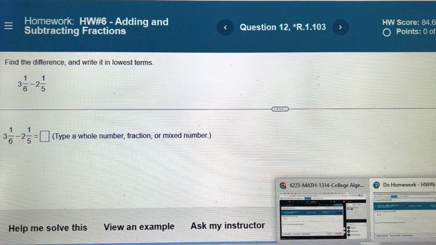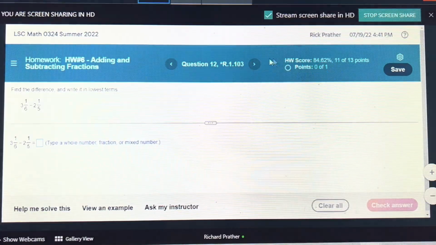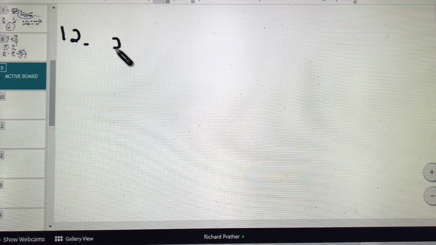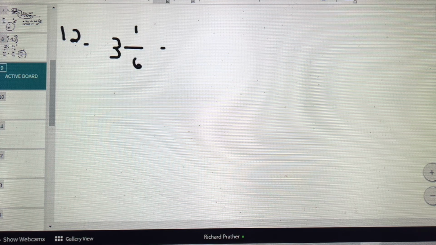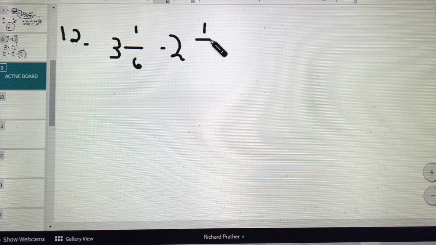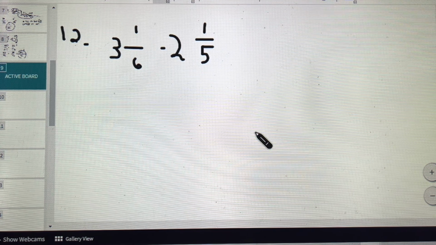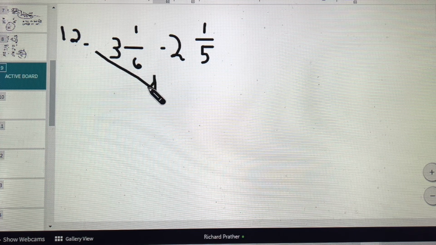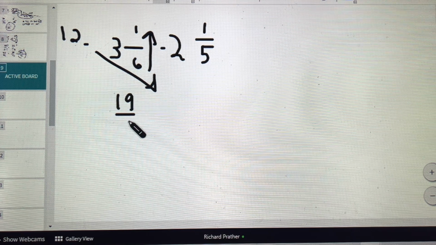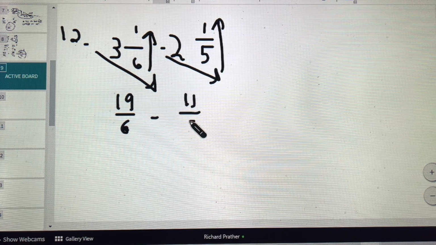Same kind of problem, just the numbers are smaller, which is good. 3 and 1/6 minus 2 and 1/5. So let me give you the second letter today. The second letter is O. O is in ocean. 3 times 6 is 18, plus 1 is 19 over 6. 2 times 5 is 10, plus 1 is 11 over 5.